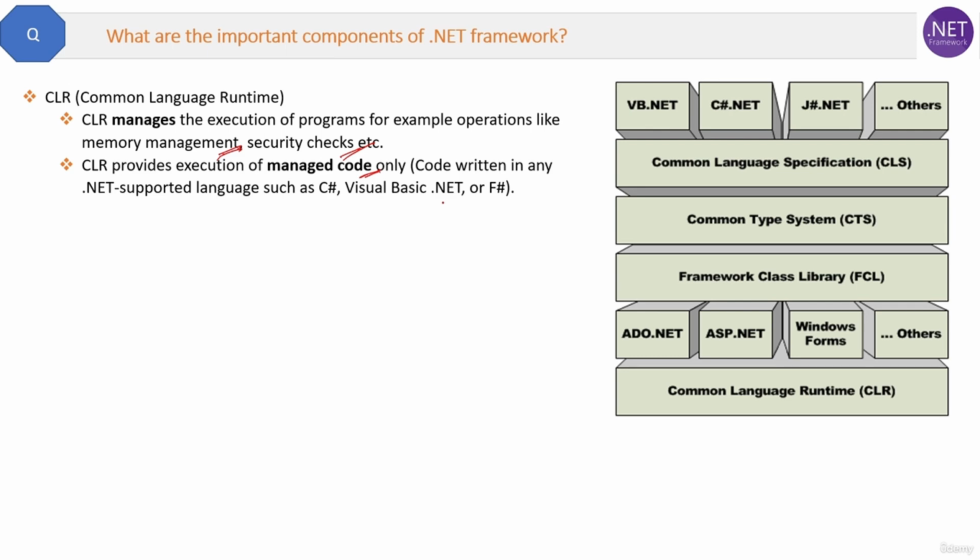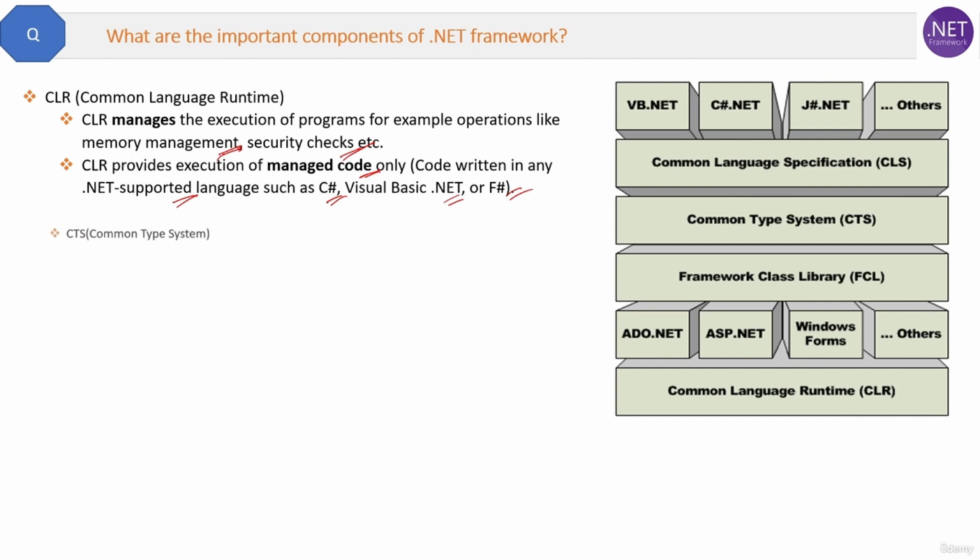What is managed code? Code written in any .NET supported language such as C#, VB.NET or F# is called managed code. Then what is the unmanaged code? For example, Java language is not supported by .NET Framework and that is unmanaged code. If you try to copy paste some Java code in Visual Studio, then it will not compile because it is not supported by the CLR. I know you will never do it, but this is just for information, okay?